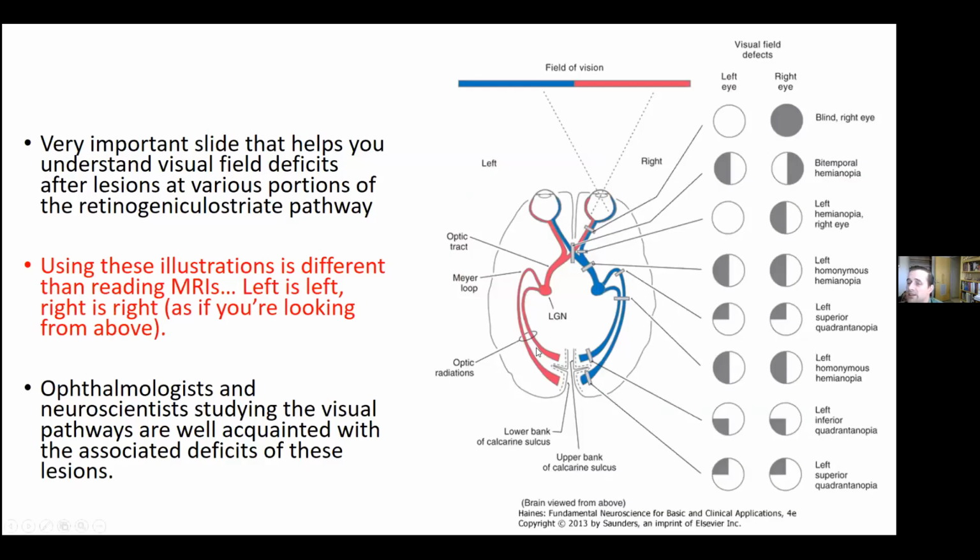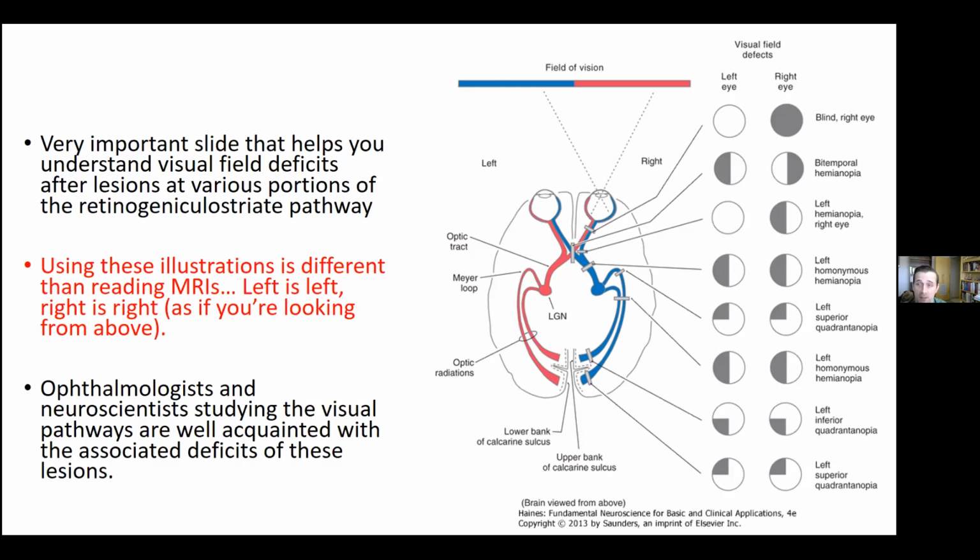So this image really summarizes what happens when you have lesions along the pathway. So for instance, if I have a lesion that impinges or cuts my optic nerve, regardless of what eye it is, I'm going to have blindness in that eye. All right, but what happens when I have something like a pituitary tumor that impinges on my optic chiasm?